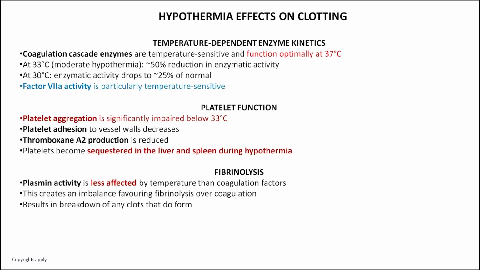So if someone asks you a question on what are the effects of hypothermia on clotting, answer them under three headings. For any clotting, you have to talk about clotting factors first, that is your temperature dependent enzymatic kinetics. Next, after clotting factors, you have to talk about platelet function, correct? So first clotting factors, platelets, then the final clot which is formed, that is your fibrin. So you talk in these headings: temperature, platelet function, and fibrinolysis. Remember, the major effects are on clotting factors and platelets.